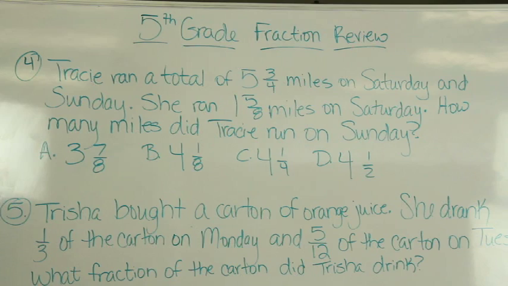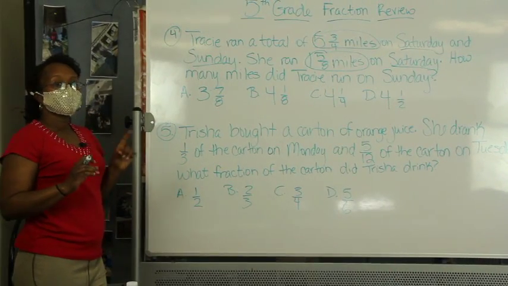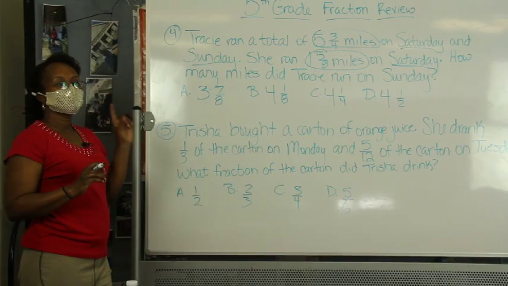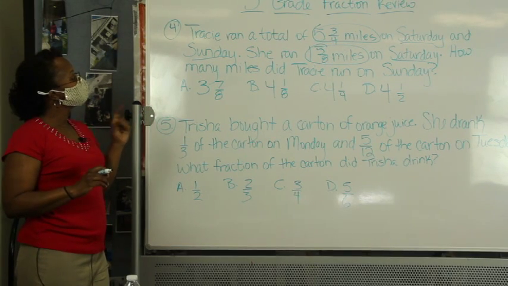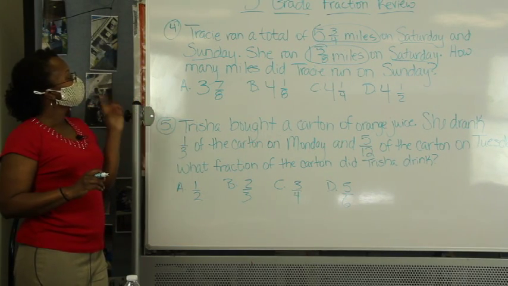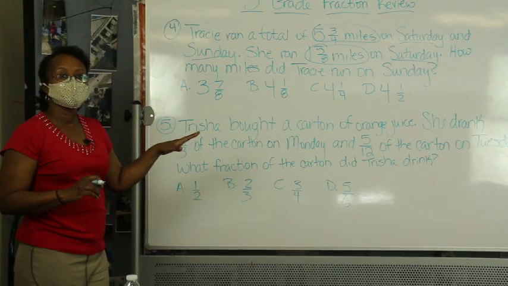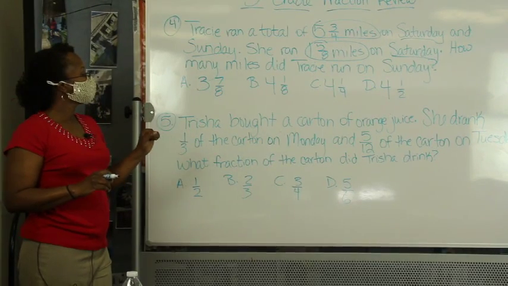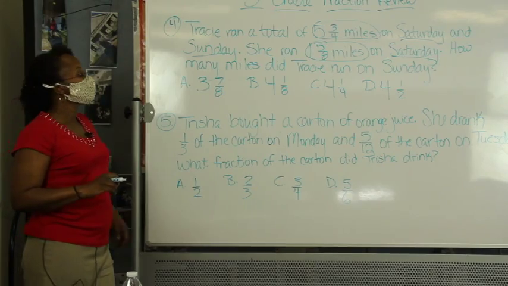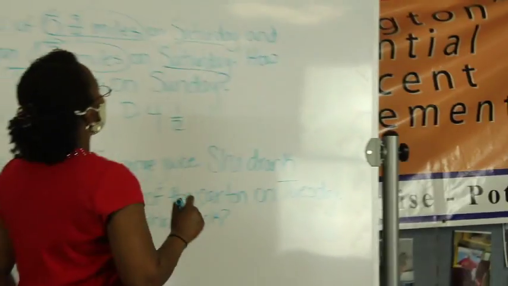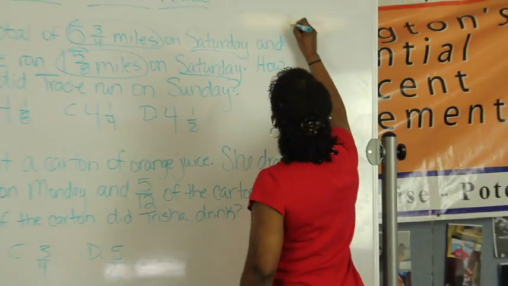So they're wanting to know the number of miles that Tracy ran on Sunday. We already have how many was done in total on Saturday and Sunday. So now what we need to do is just take the total and subtract what was ran on Saturday. And once we do that, then we'll know how many miles she ran on Sunday. So let's get started. We're going to have to compare the fractions, so we're going to need common denominators.